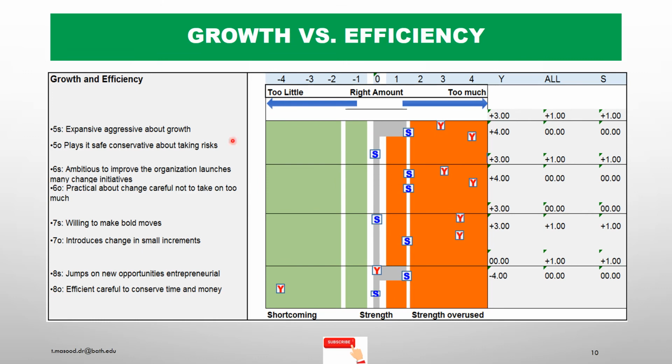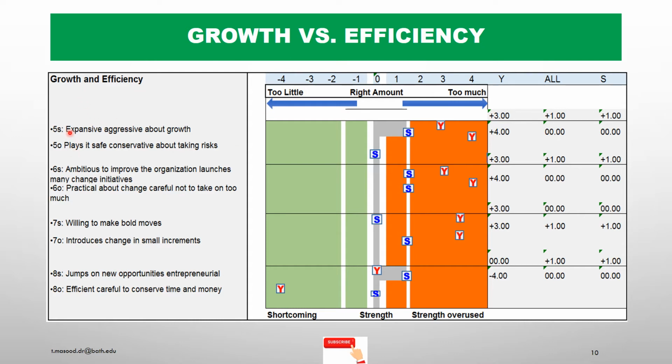Okay, over here, if you can see, I have again a calculation bar. If I stay in the middle, I'm using the right amount of my strength. If I move to the right-hand side, I'm using too much: 1, 2, 3, 4. If I move to the left-hand side, it's -1, -2, -3, -4. So it's the same pattern, growth and efficiency.